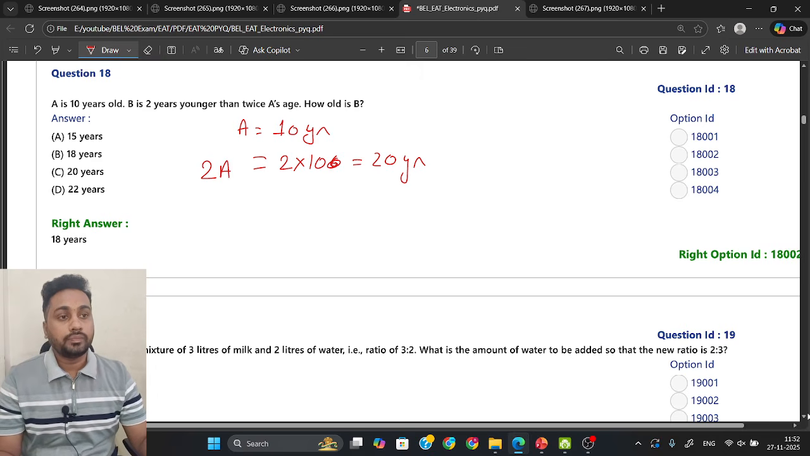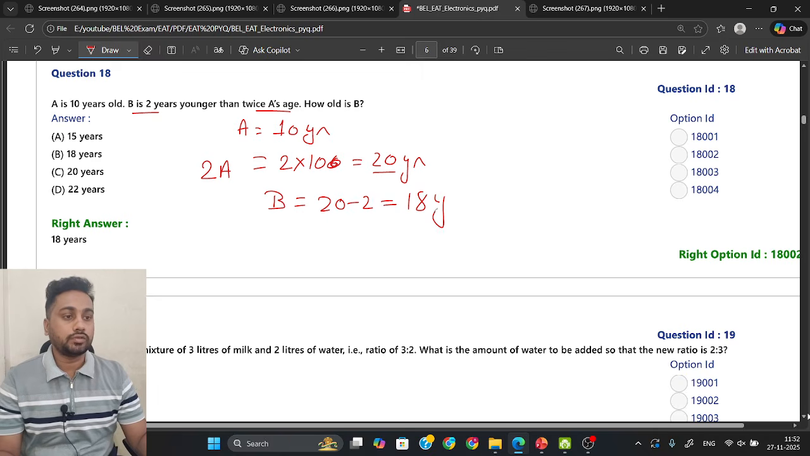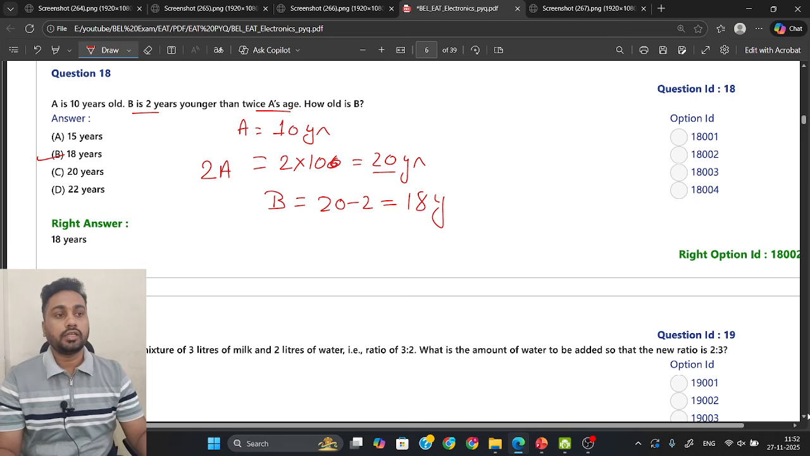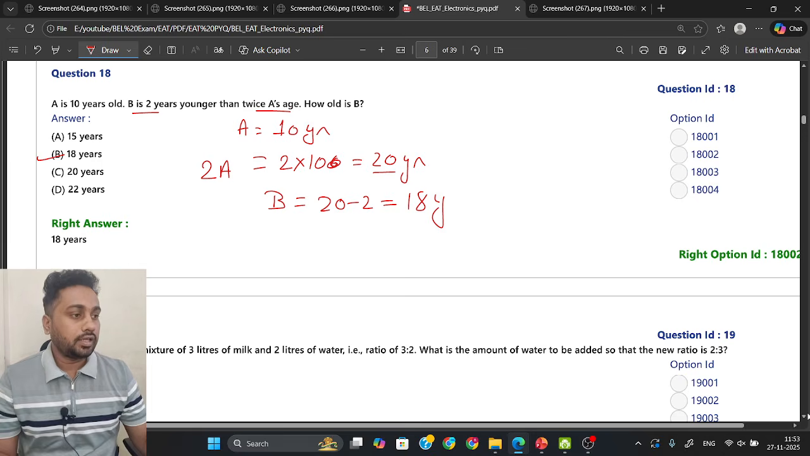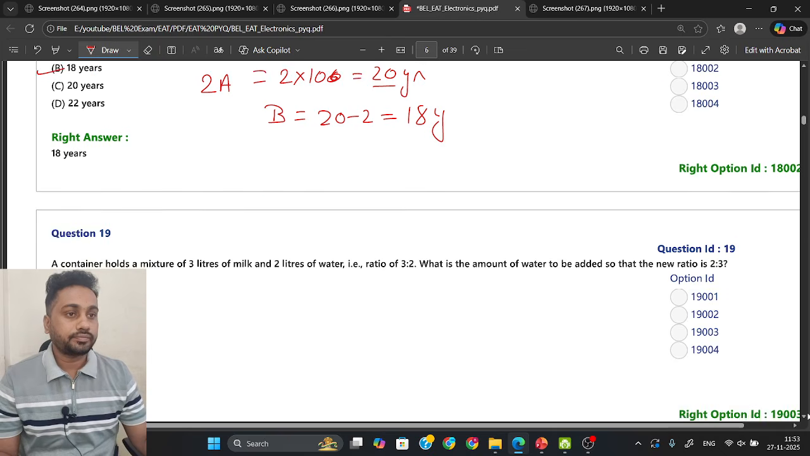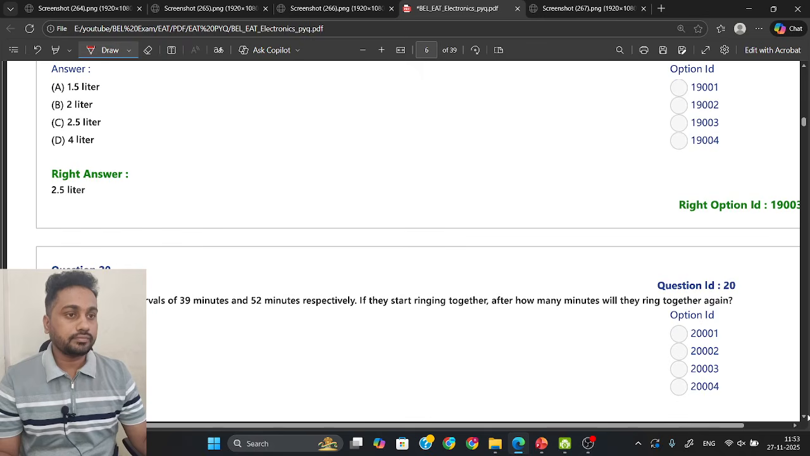Now he is saying B is 2 years younger than twice the age of A. So when it is 20, that time it will be 2 years younger, means we need to do minus 2. So 20 minus 2, that is 18 years. So B's age is 18 years. Option B is your right answer.